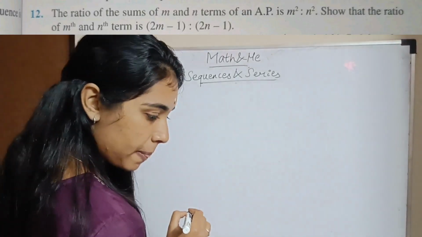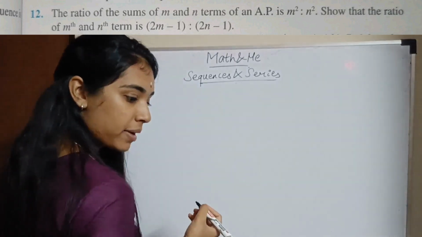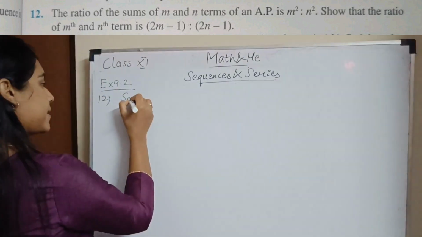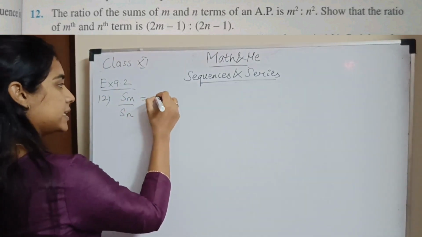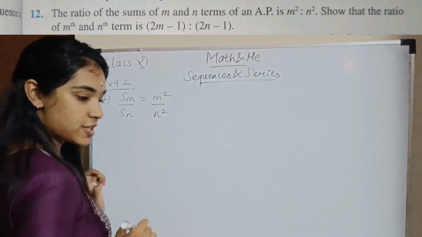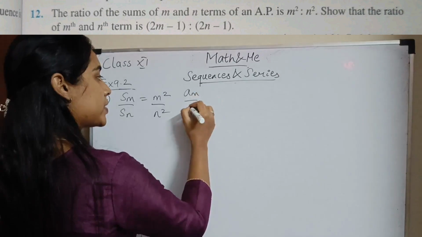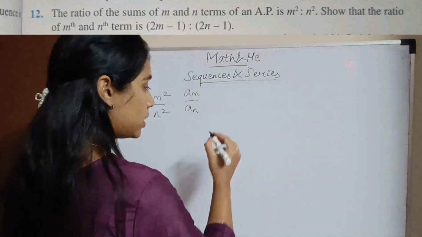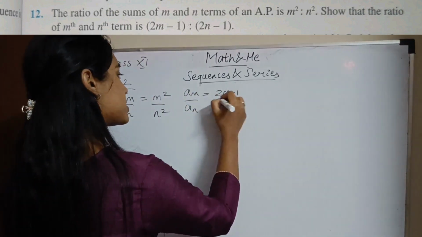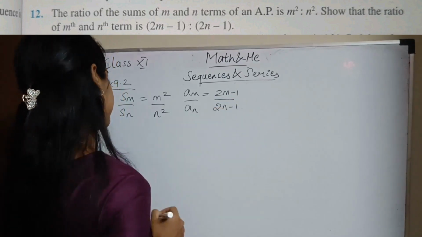Question number 12. The ratio of sums of m and n terms of an AP, so Sm to Sn, is m square by n square. Show that the ratio of their mth to the nth term is 2m minus 1 divided by 2n minus 1.